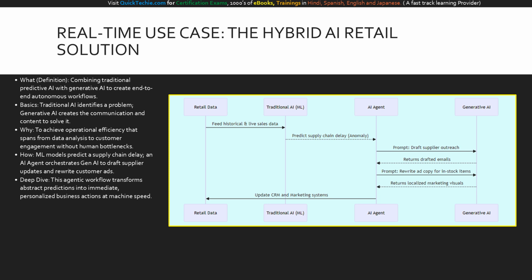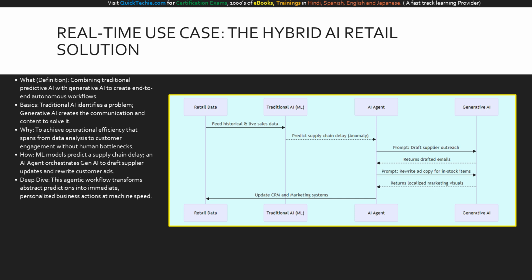How does it work in practice? Imagine a global retailer. A traditional machine learning model detects an anomaly and predicts a severe supply chain delay for a popular product. Instantly, an AI agent takes that prediction and triggers a generative AI model to draft urgent outreach emails to alternative suppliers, while simultaneously generating localized marketing copy to promote in-stock alternatives to customers. This deep dive into agentic workflows shows how we turn an abstract numerical prediction into immediate, creative business action at scale.